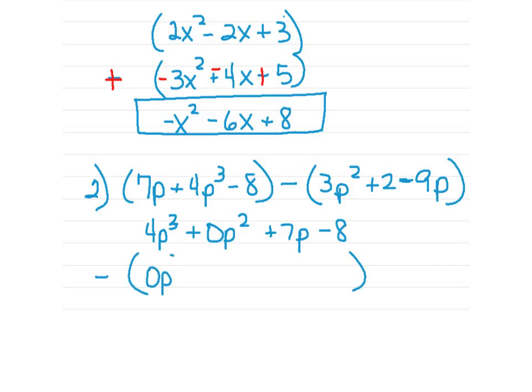0p cubed plus 3p squared minus 9p plus 2. Again, because this is subtraction, let's recall that we will change the subtraction to addition, and we will add the opposite. So each term needs to have its sign changed. 0 does not have a sign, so instead of adding positive 3p squared, we'll add negative 3p squared. Instead of subtracting 9p, we'll add 9p, and instead of adding positive 2, we will subtract 2.